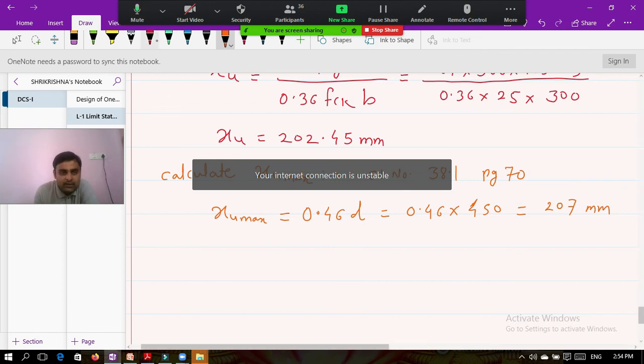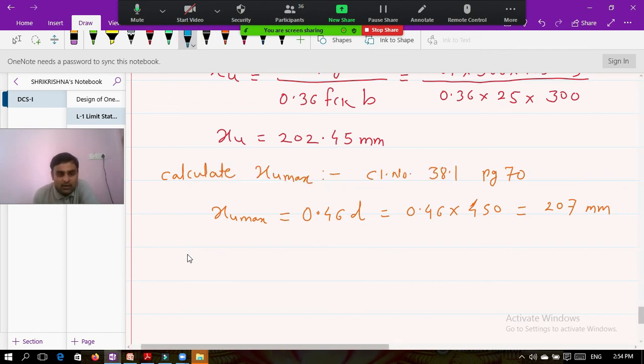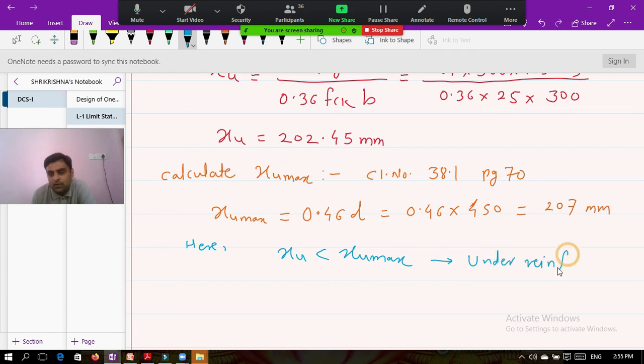So here again we can write, here XU is less than XU max. Therefore the section is under reinforced. So if the section is under reinforced, then Mu is equal to Tu into z. Mu is equal to Tu into z.